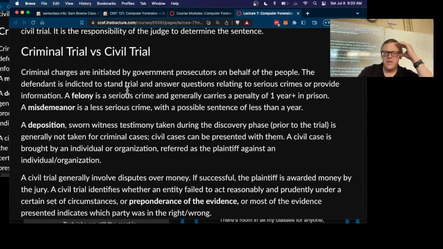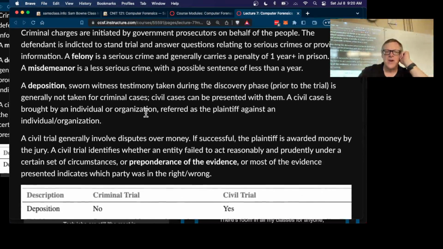A felony is a serious crime with a year or more in prison. A misdemeanor is a less serious crime. A deposition is a type of evidence that is taken outside court. They record, you meet with a lawyer outside court, they swear you in, you make statements, you are liable for these statements, you're not allowed to lie, but it is just a recording that is taken to court.